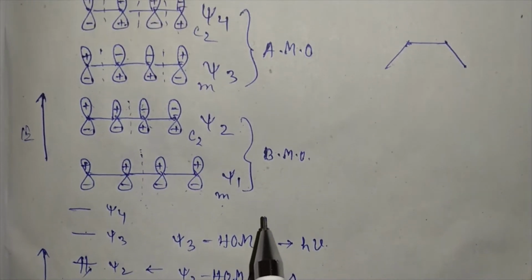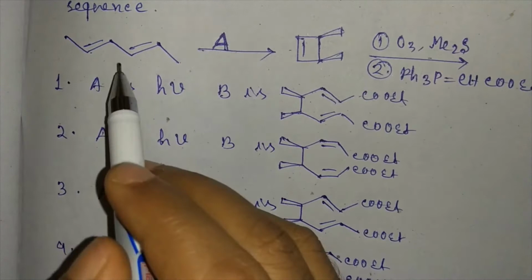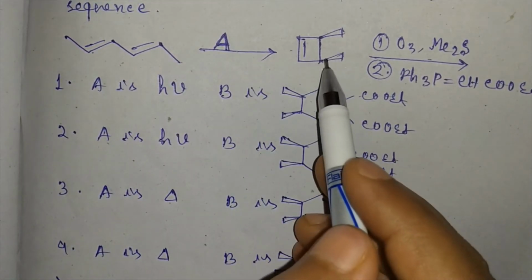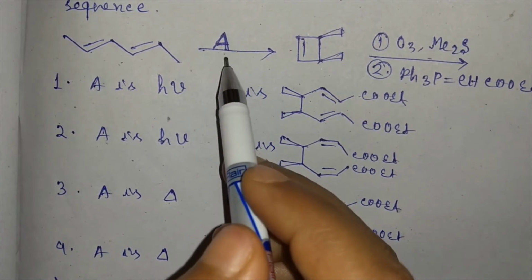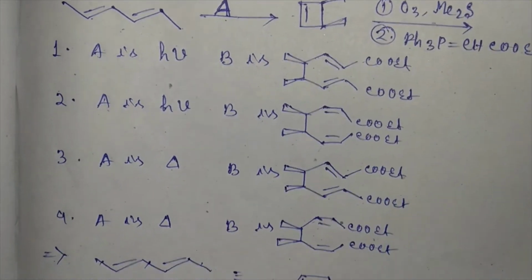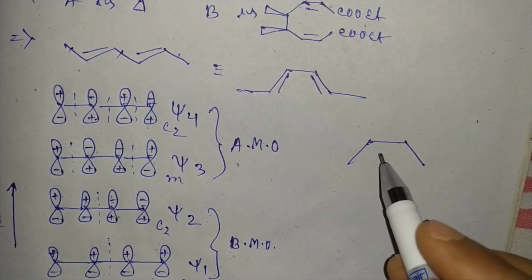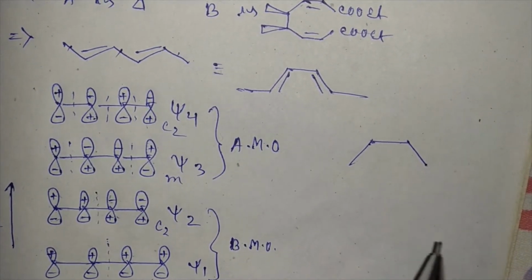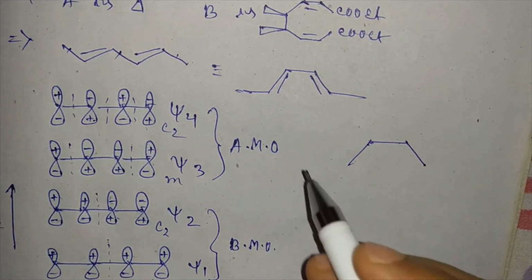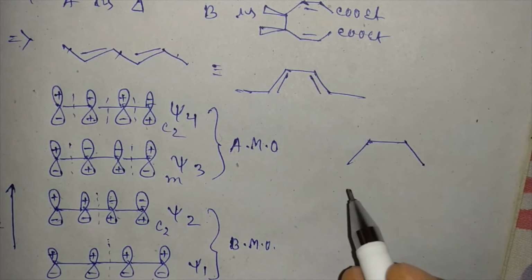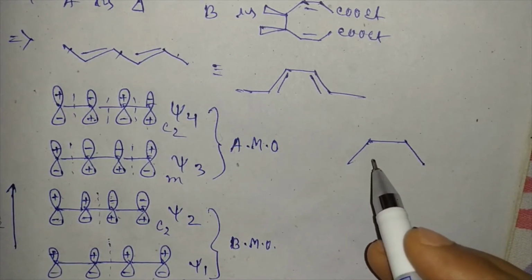Now we have to see that the product is this. So we have to see in which condition, either thermal or photochemical, we will get this product. So now we will see the product from thermal as well as photochemical condition. Then we will compare the product with the product in the question. Then we can give the answer.